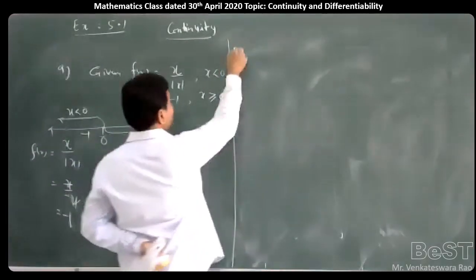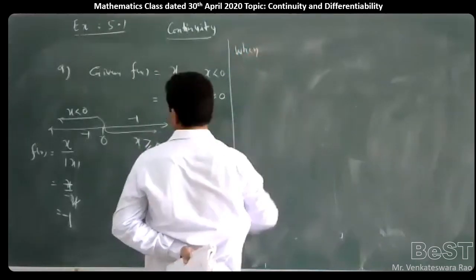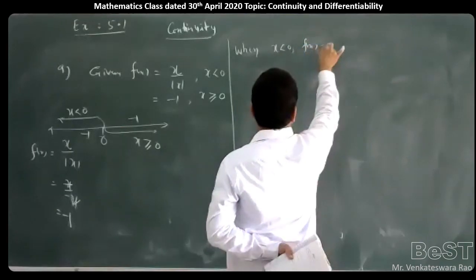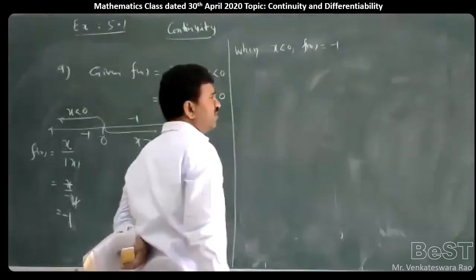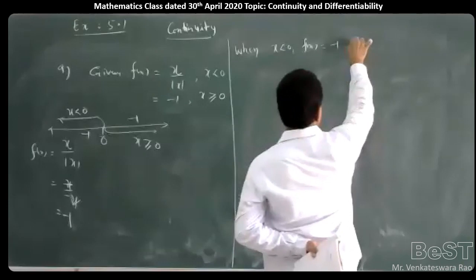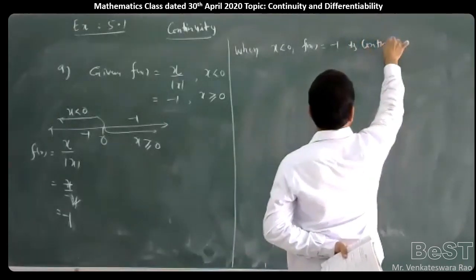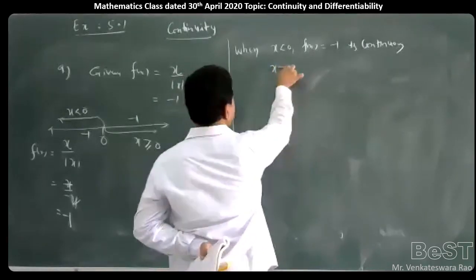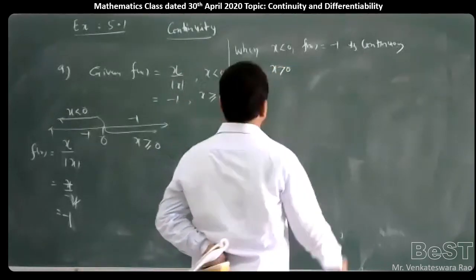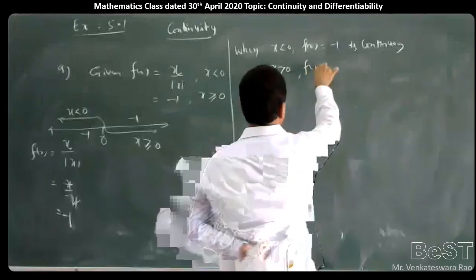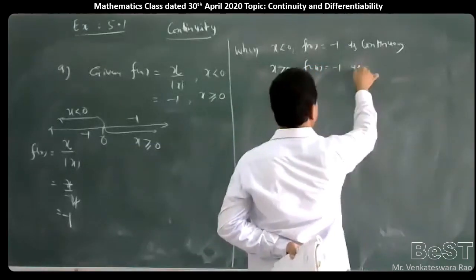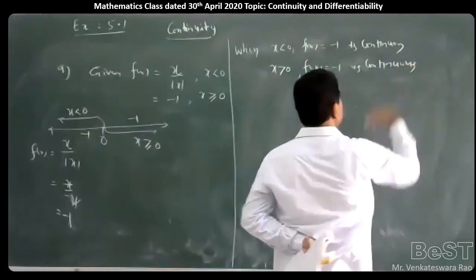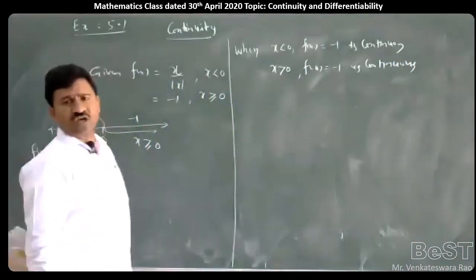When x is less than 0, f of x is equal to minus 1, which is continuous. When x is greater than 0, f of x is equal to minus 1. This is also continuous, no objection. It is a constant function. The domain of a constant function is R, so it is continuous on R.